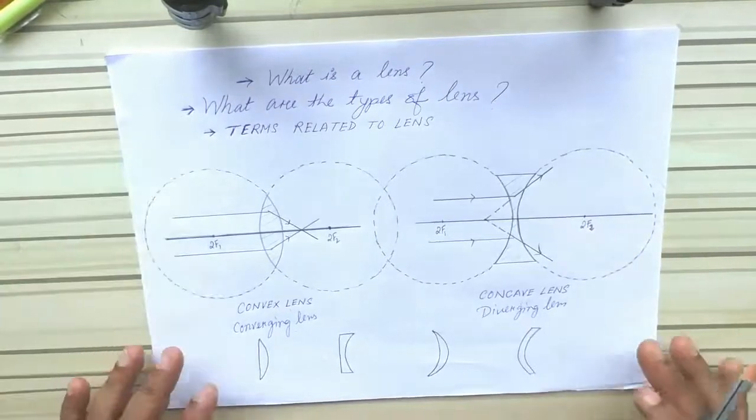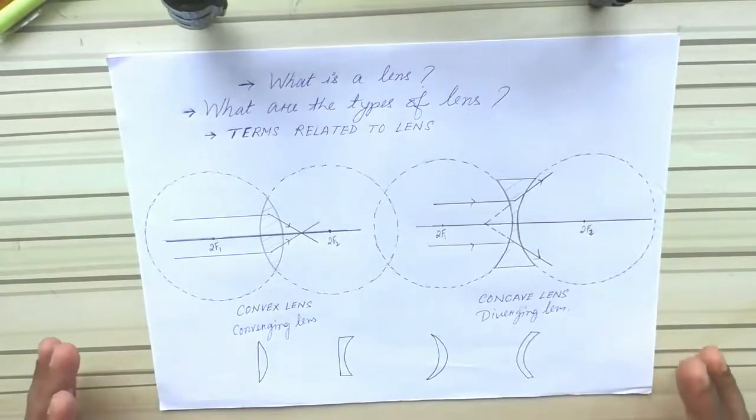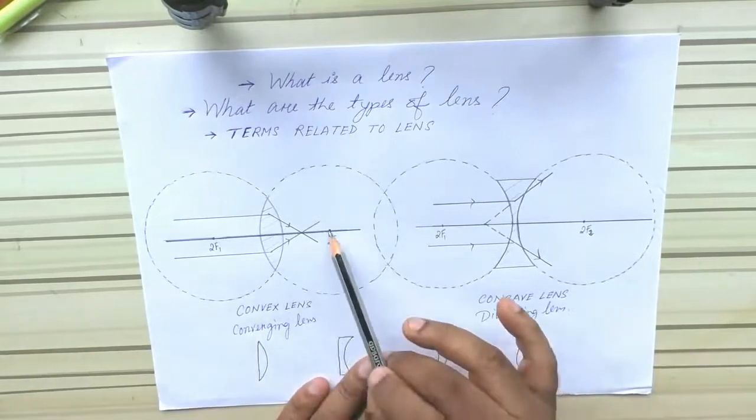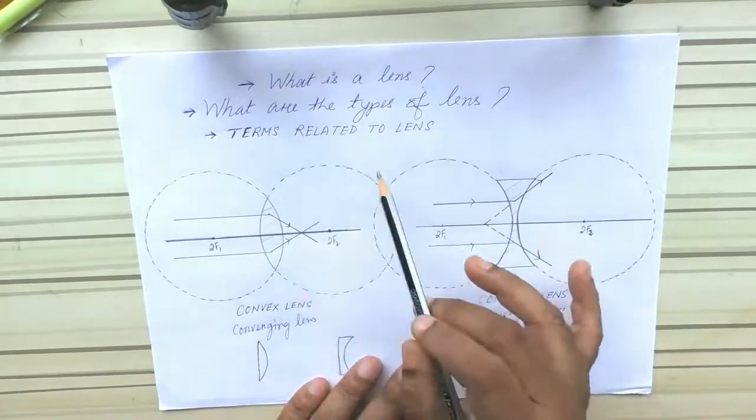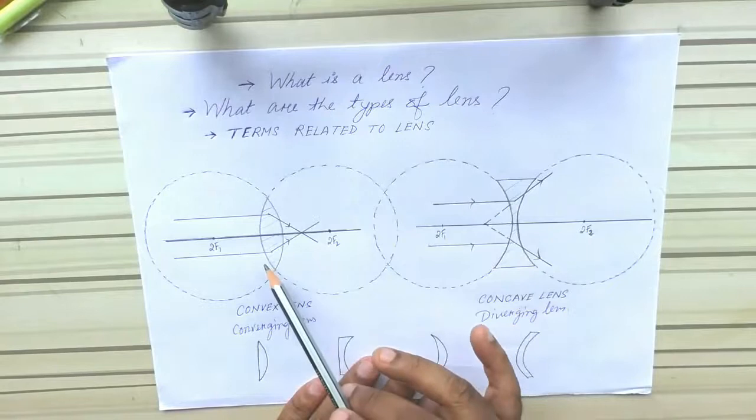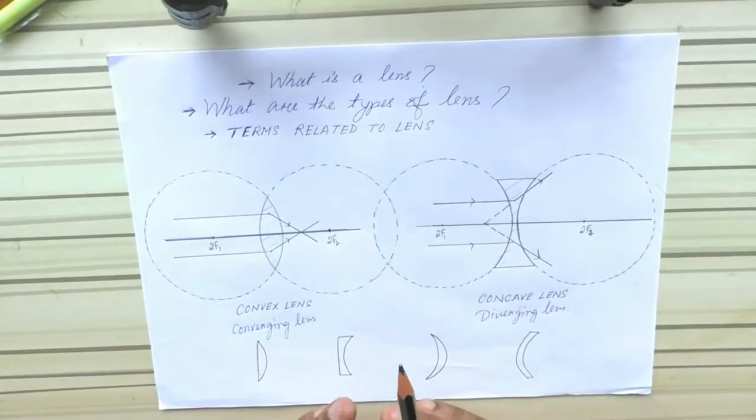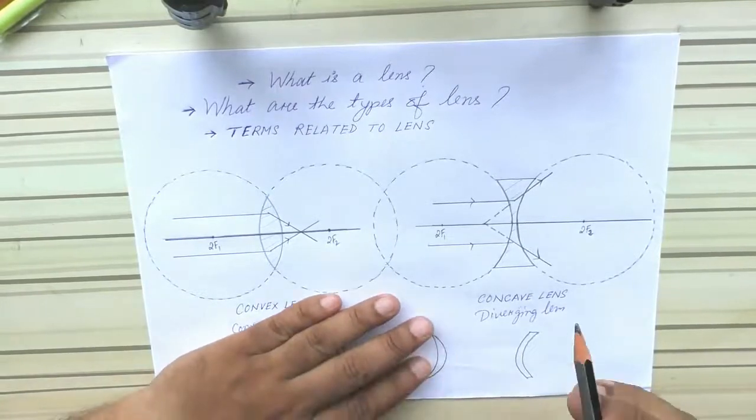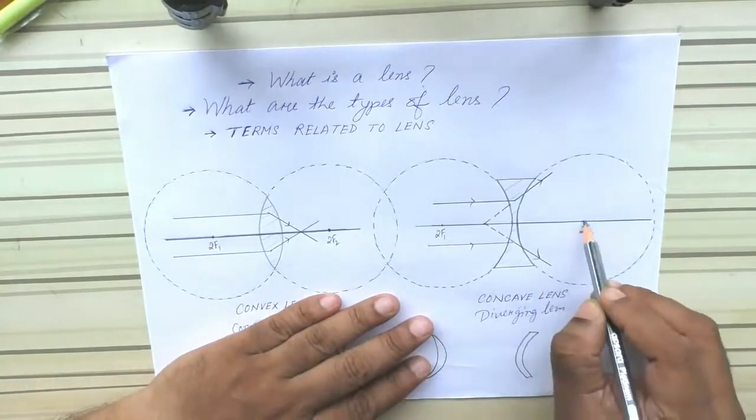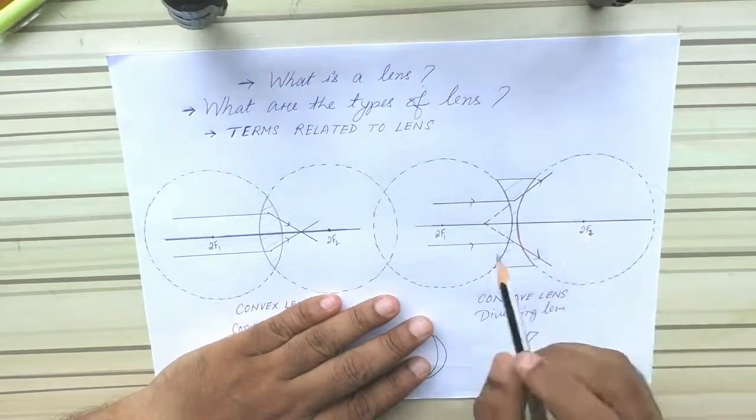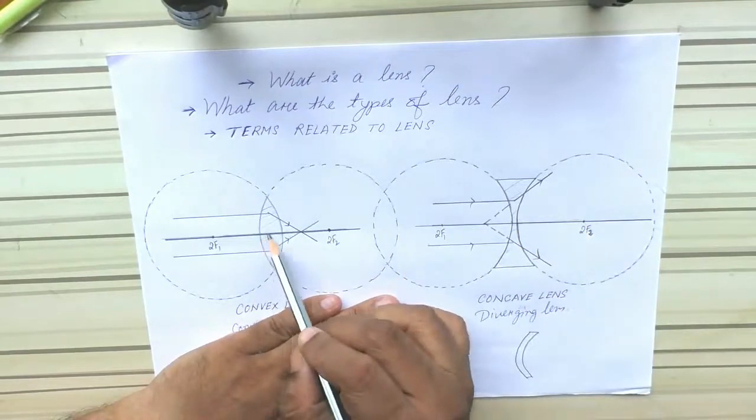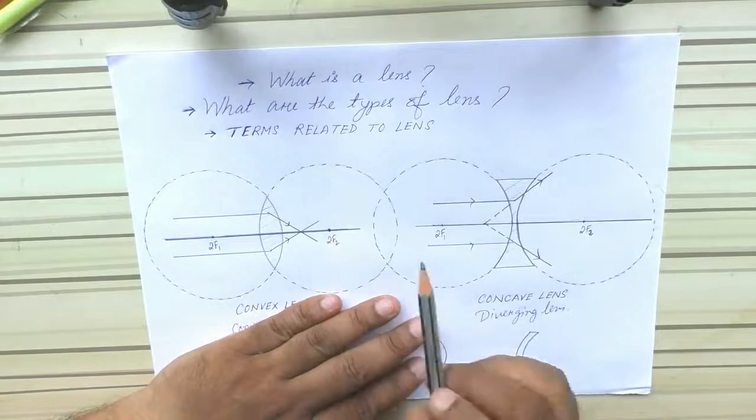So if I ask you what is center of curvature, it is the center of the sphere of which the lens surface is a part. Okay, now the second term is the radius of curvature. Radius of curvature is the radius of the sphere of which the lens surface is a part.